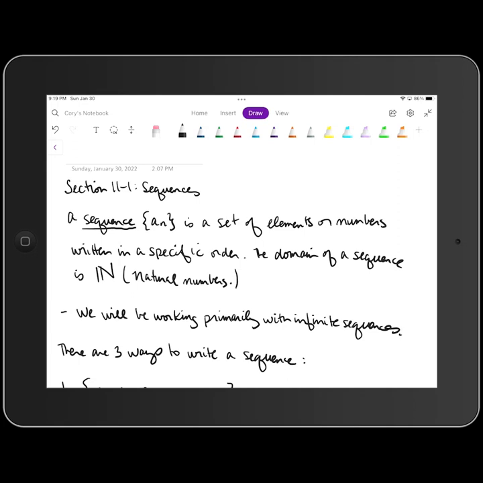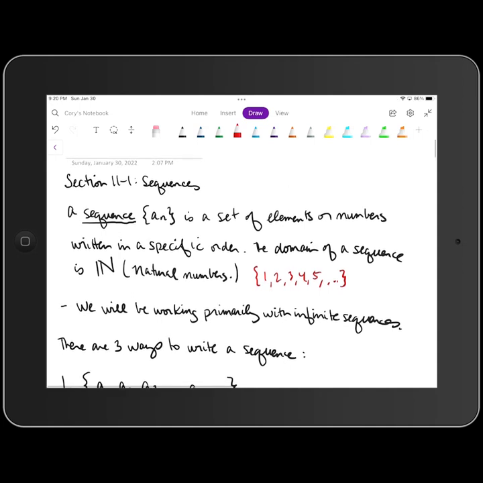Okay, so let's go ahead and start with the definition of a sequence. A sequence, a sub n, which a lot of times is enclosed inside of set braces, is a set of elements or numbers written in a specific order. You can think of a sequence as just a list of terms, usually separated by a comma. And the domain of a sequence is typically the set of natural numbers, the set containing the numbers 1, 2, 3, 4, 5, and so on and so forth. You can think of that as the set of positive integers. In this lesson, we are going to be working primarily with infinite sequences.